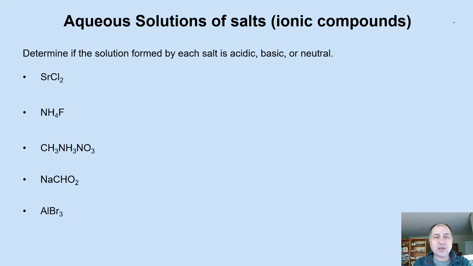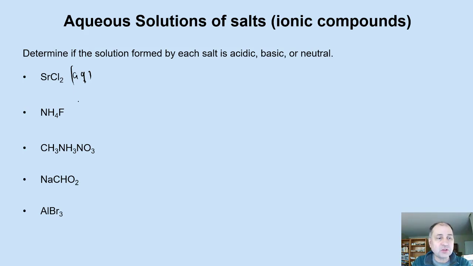Okay, last lecture for chapter 16. Finally, we're going to look at some ionic solids and their solutions. And so we know that ionic solids, a lot of them are soluble and form aqueous solutions. And so if any of these listed here were aqueous, would they either produce a basic, acidic, or neutral solution?